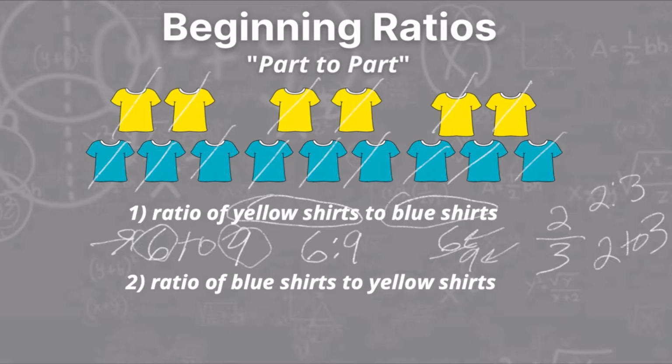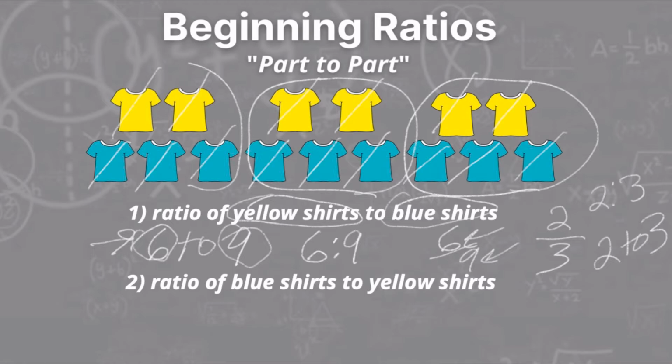Now, if we look at our picture of the t-shirts, we can see this works out because for every 2 yellow shirts, there is 3 blue shirts. That works out very nicely. And again, remember, the first number in the ratio is going to be the first quantity addressed in the question. In this case, the ratio of yellow shirts to blue shirts.